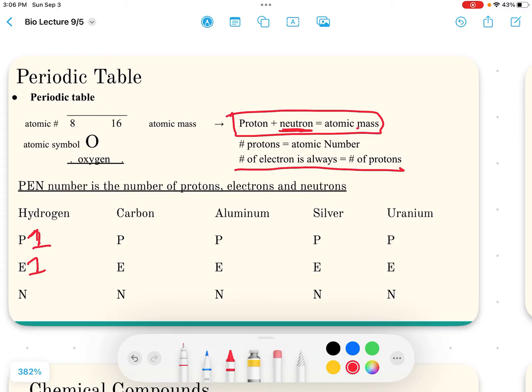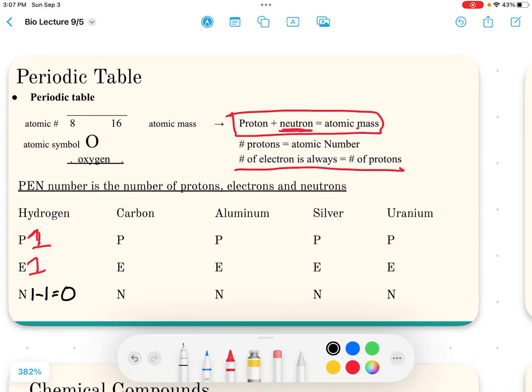But they'll say, it should say 1.008. That is the atomic mass of hydrogen. So we're going to do a little bit of math. We take the atomic mass, which is 1, we're just going to use the whole number there, minus the number of protons, which is 1. 1 minus 1 is 0. So that means there are 0 neutrons in the hydrogen atom. All right, let's move on to the next one.